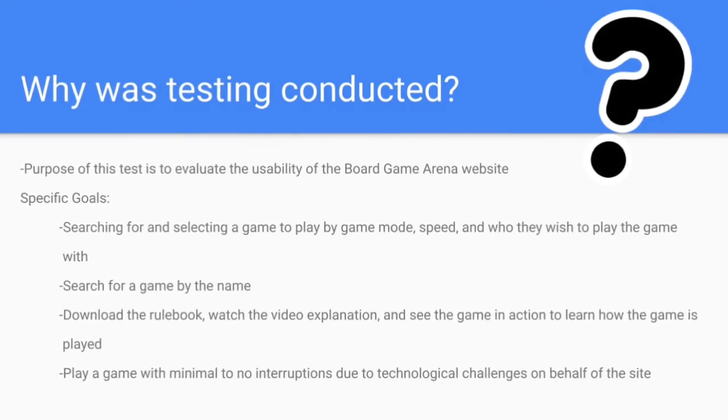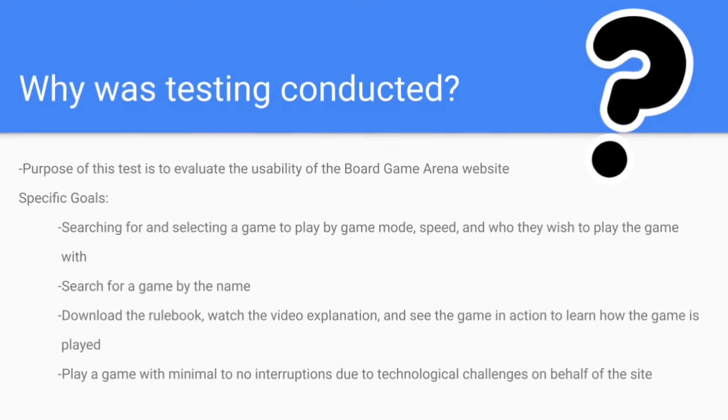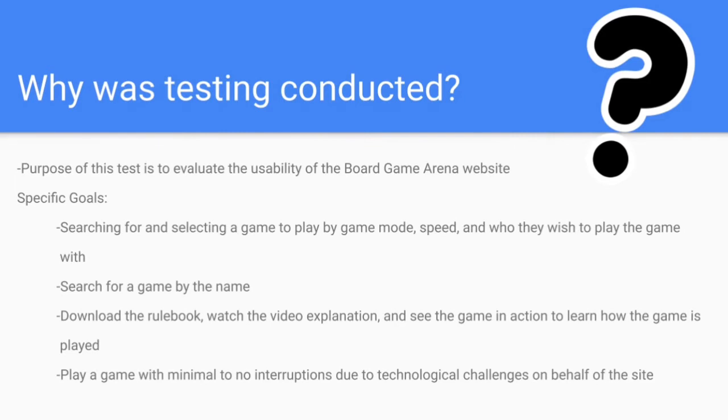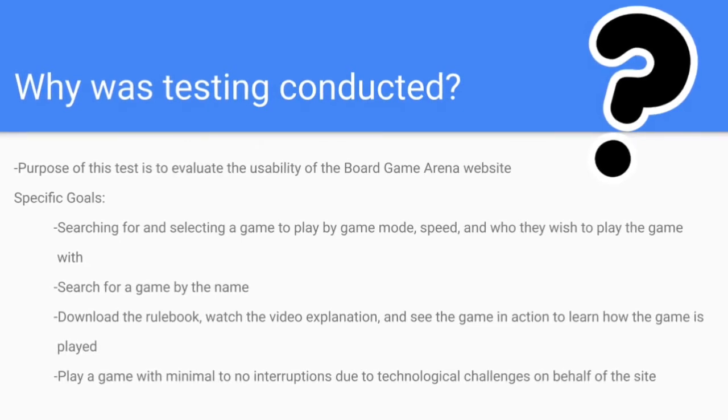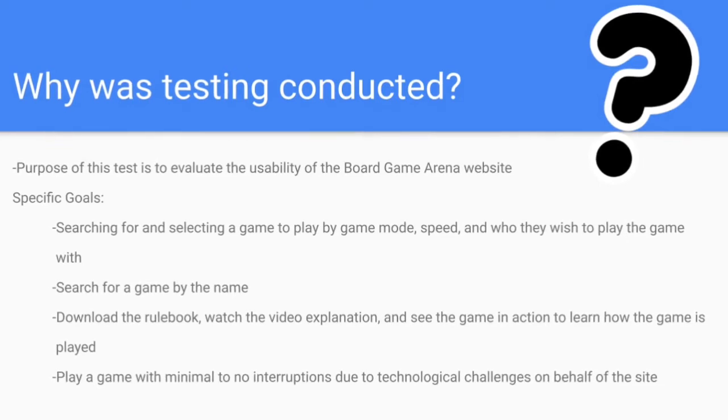Searching for and selecting a game to play by game mode, speed, and who they wish to play the game with. Searching for a game by the name. Downloading the rulebook, watching video explanation, and seeing the game in action to learn how the game is played. And finally, to play a game with minimal to no interruptions due to technological challenges on behalf of the site.